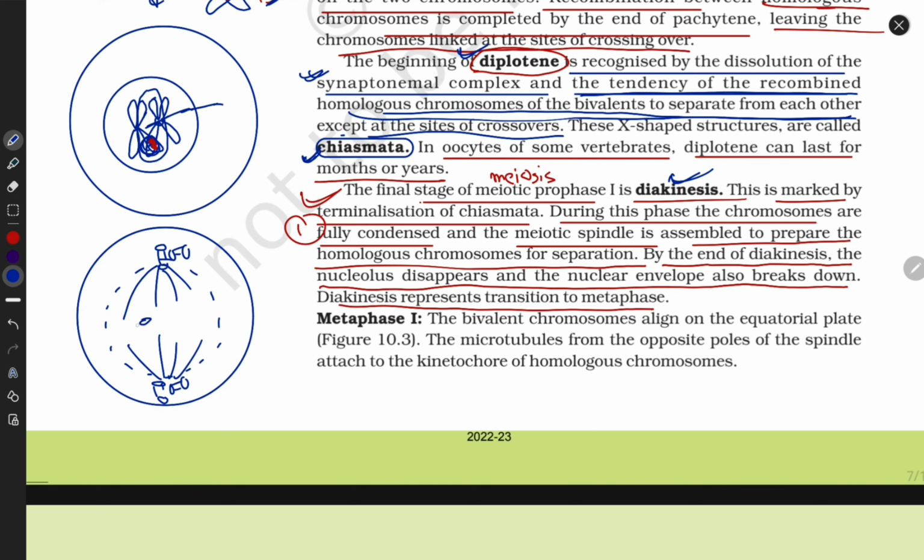Now these chromosomes attach with spindle fibers. Clear, guys? And this phase now enters metaphase. In metaphase, what happens? The bivalent chromosomes align on an equatorial plate. Now they align on the equatorial plate in metaphase.